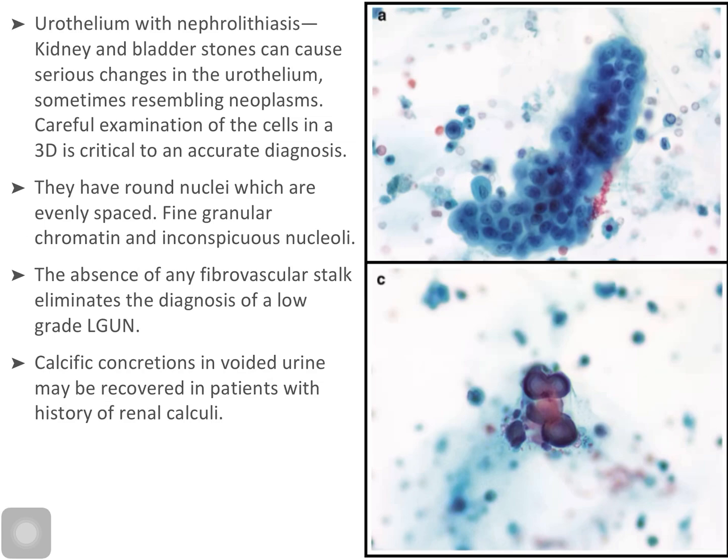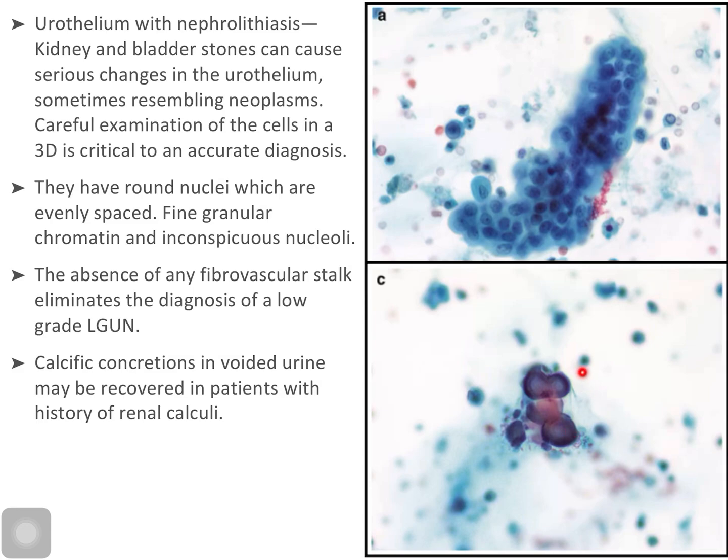Urothelium with nephrolithiasis. Kidney and bladder stones can cause serious changes in the urothelium, sometimes resembling neoplasm. Examination of the cells in three dimensions is critical to an accurate diagnosis. They have round nuclei which are evenly spaced. They have finely granular chromatin and inconspicuous nucleoli. They do not have any fibrovascular stalk, which eliminates the diagnosis of a low-grade urothelial neoplasm.